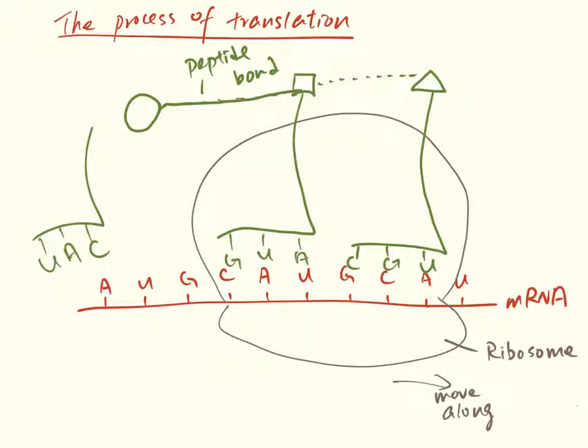When the whole process is finished for the whole mRNA, you will have a polypeptide with all the amino acids in the correct sequence, or rather in the sequence as determined by the mRNA.